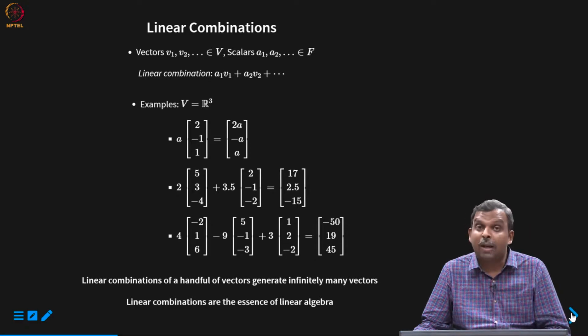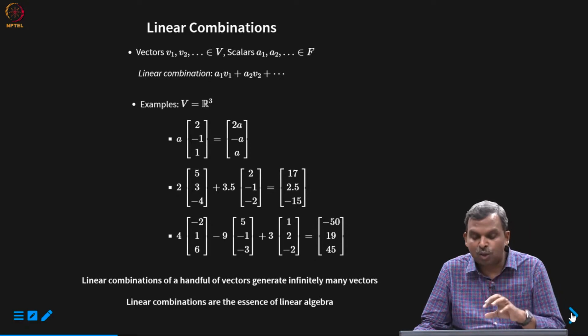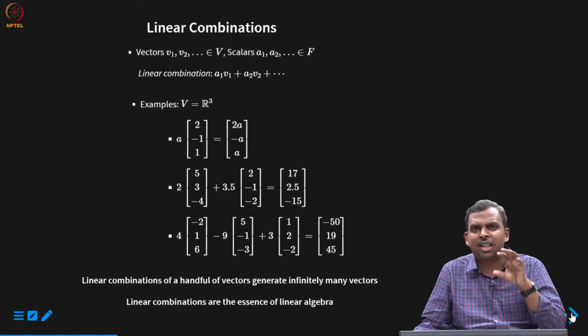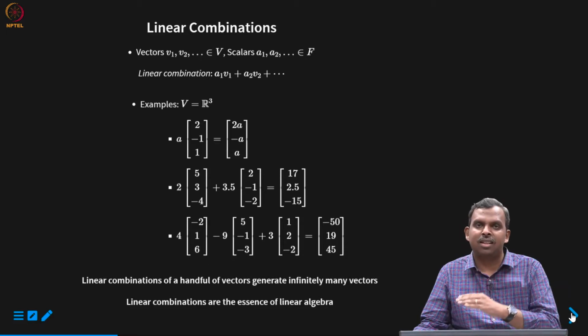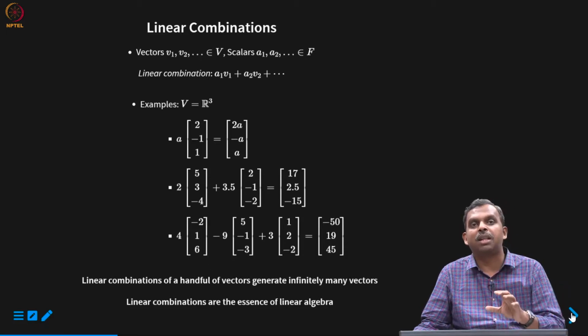But it's not wrong to say that linear combinations are the essence of linear algebra. So that's the essential linear property. So anytime somebody says something is linear, operation is linear, I'm looking at linear operations, invariably they mean linear combinations.